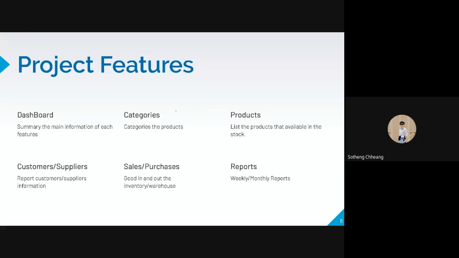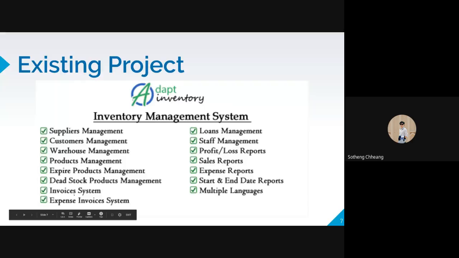And my project has only 6 or 7 features, like the dashboard, which summarizes all the information in each feature, category and product, also sale and purchase, like when we order the product in and sell the product out. Yeah, and for the customer, I implement only some part of that because it is related to the loan.